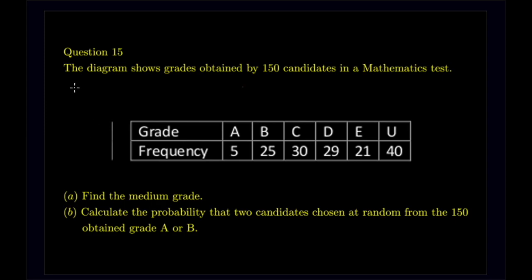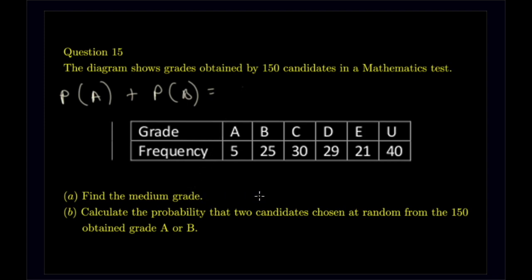The second part says calculate the probability that 2 candidates chosen at random from the 150 students obtained grade A or B. Whenever you see a probability question and it says or, just remember that we are supposed to add those probabilities. So or usually means add, and and usually means multiply the probabilities.